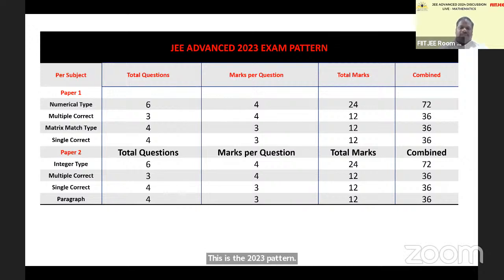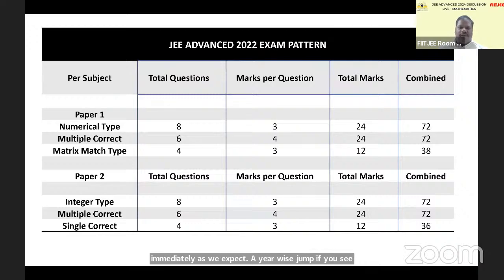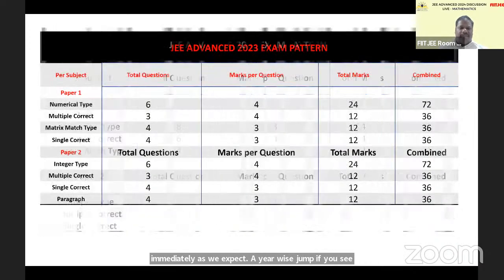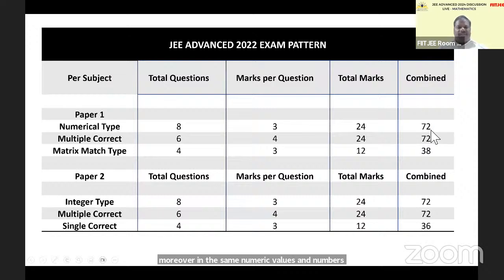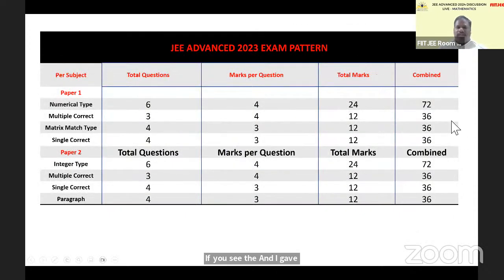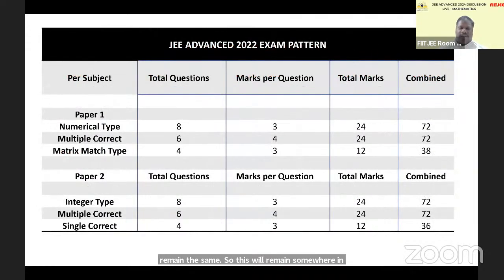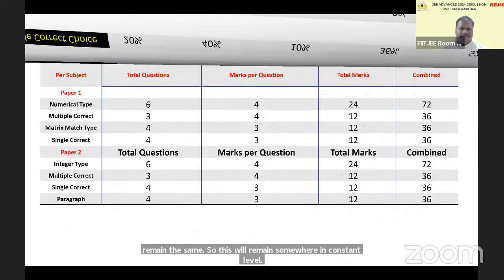So things will not jump immediately as we expect. A year-wise jump, if you see the pattern in 2022 compared to 2023, there is not a big level of change in pattern, marking schemes and everything. It remained moreover in the same numeric values and numbers. If you see the numeric type combined 72, and again numeric type in 2023, it has remained the same. So this will remain at a constant level, so we can work with that. People can plan how it has to be done.